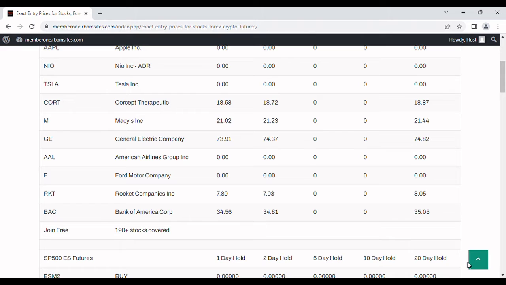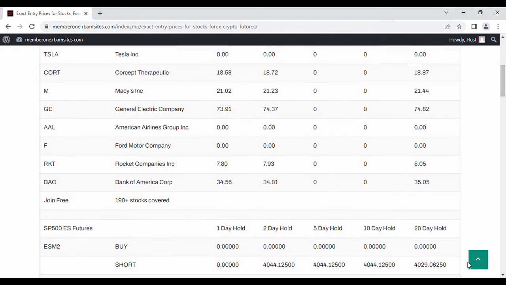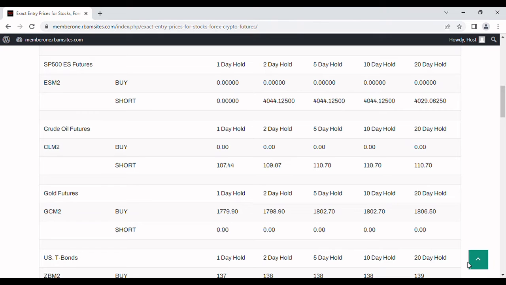Each day you'll either have a 0 or a price for the stocks, and if you have a price, it's going to be a long only or a buy price for stocks. If we scroll down here and we get to the S&P 500 futures, you can see that the holding periods here are filled in for 1, 2, 5, 10, and 20-day hold periods. And on this particular day, you can see that you have short entry prices.